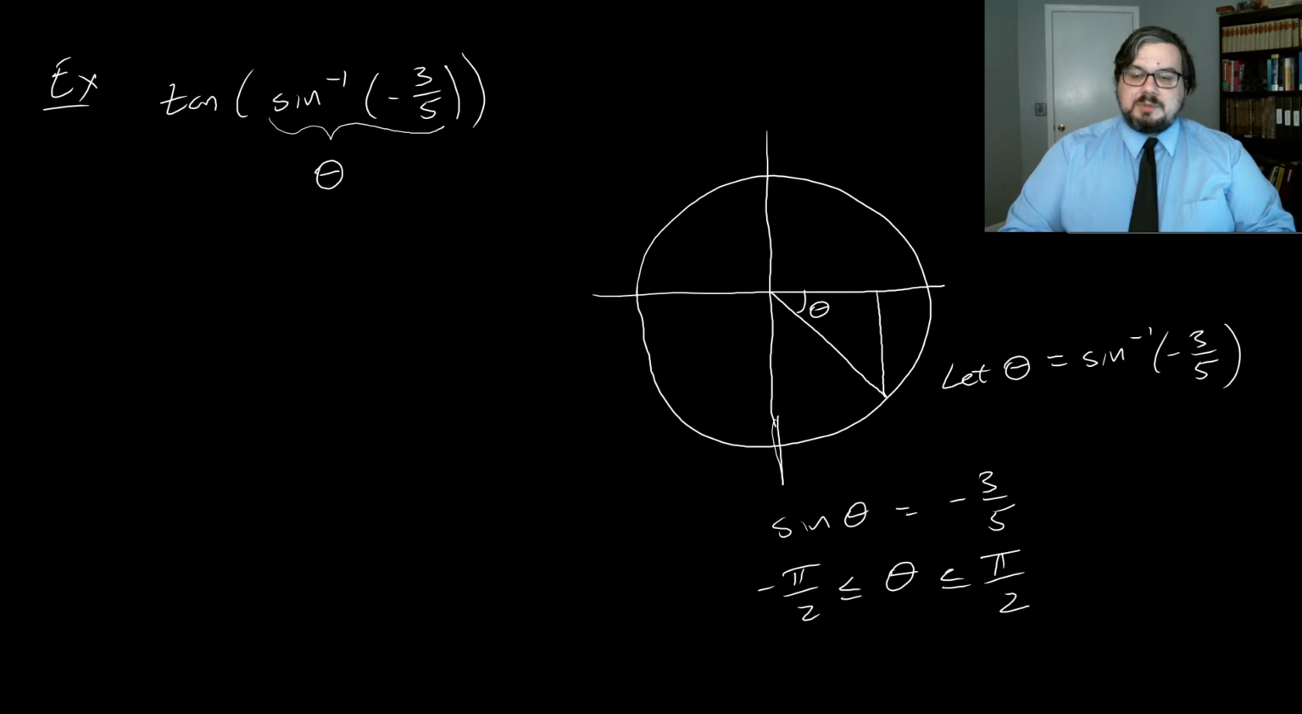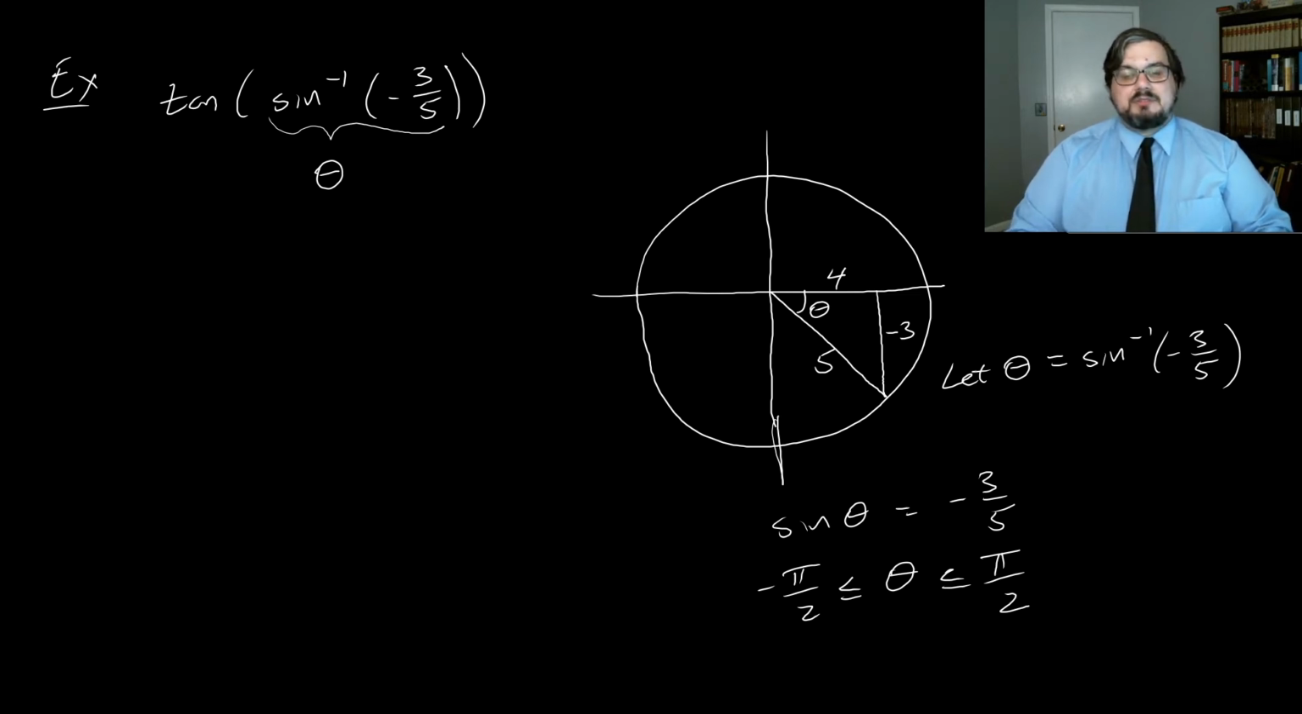All right, so once we do that, then we can label the sides of this triangle as -3 on the opposite, 5 on the hypotenuse. The Pythagorean theorem will give us that the adjacent side has length 4. Now, we don't know what theta is, but we don't have to. We're not trying to find theta, we're only trying to find tangent of theta.